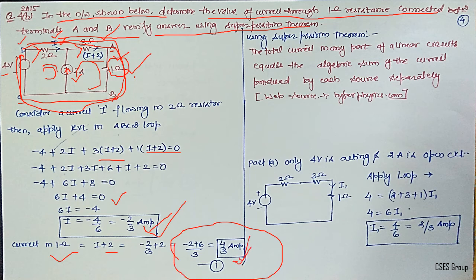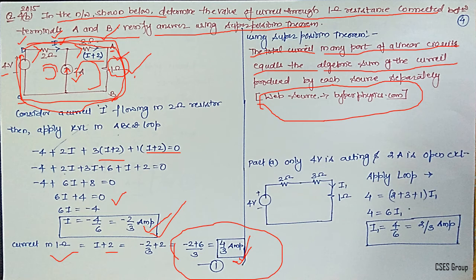Now you have to verify your answer using superposition theorem. So what is the superposition theorem? I have taken it from this web source. You can even refer to any good book, whatever you have. The total current in any part of a linear circuit equals the algebraic sum of current produced by each source separately. So what it is saying, let me first clear this for you.